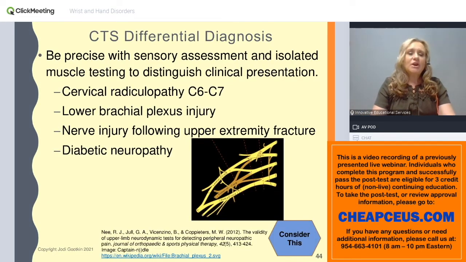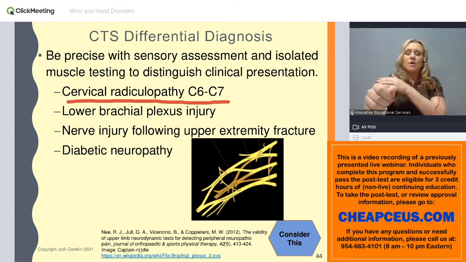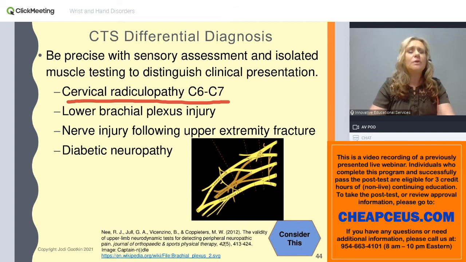And that differential diagnosis is important to make sure that we're targeting the appropriate area with our interventions. Patients presenting with cervical radiculopathy of C6, C7 will also present with that median nerve compromise that will be similar to a carpal tunnel presentation, but we're also going to see an increase in symptoms with a change in head and neck position. And when you do your reflex testing for the biceps, triceps, brachioradialis, if the compression is more proximal, then we're going to see alterations in those reflexes also.